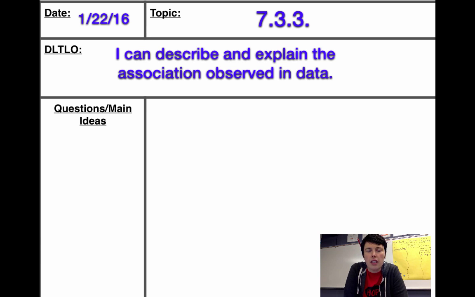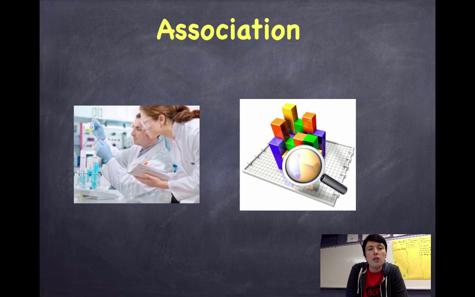The learning target in class is: I can describe and explain the association observed in data. We want to be able to describe and explain data, and we're going to be talking specifically about that word association. So, for your notes, let's talk about what is association, because that's the first question.